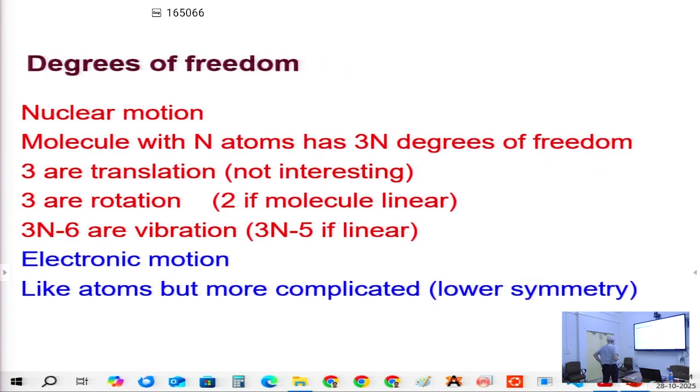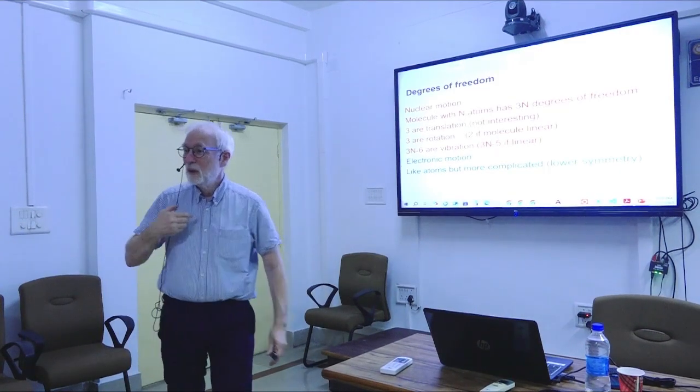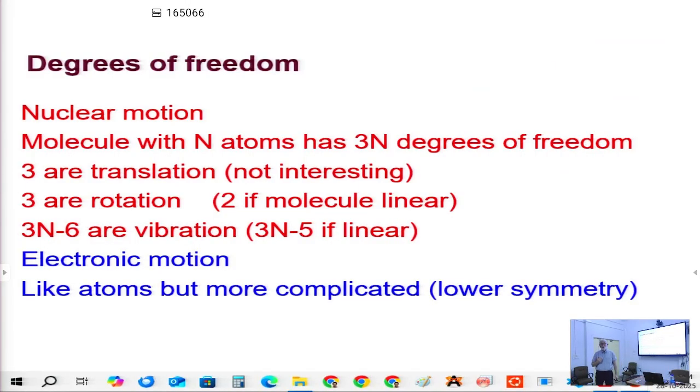So I said this already before lunch. If you have n atoms in a molecule, you have 3n degrees of freedom, basically x, y, z for each atom. 3 of those degrees of freedom are translation of the whole molecule through space. It's a single unit. That's essentially a continuum spectrum. I mean, if you ignore things like walls in a room and quantize the energy levels that way, but basically it's a continuum spectrum. We're not interested in it, we ignore that.